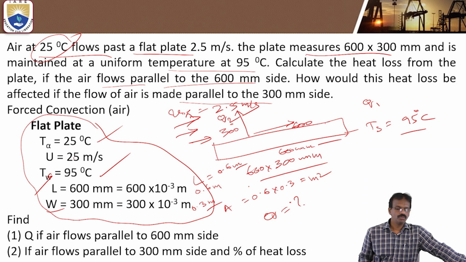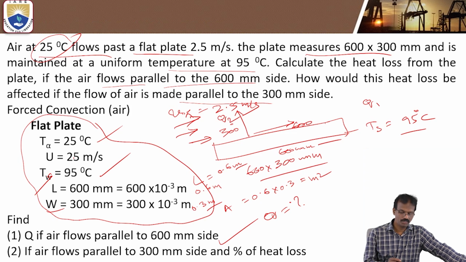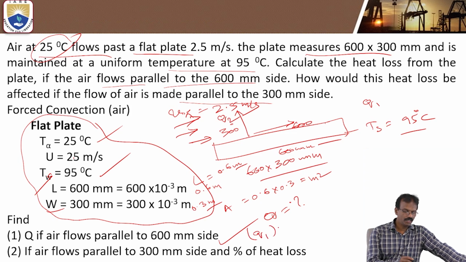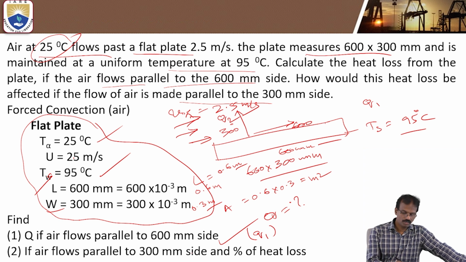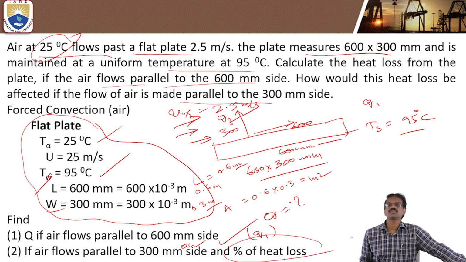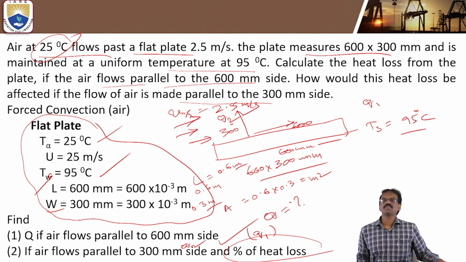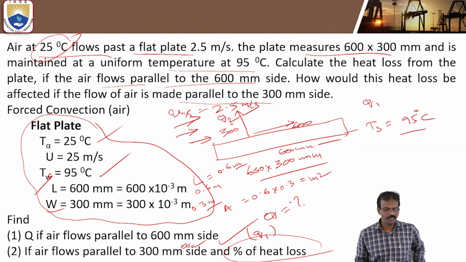First we have to find out Q. If the air flows parallel to 600 mm, you can represent this as Q1, otherwise if the air flows parallel to 300 mm, that is Q2 you have to find out. Then find the percentage of heat loss between these two. So two conditions: heat loss with respect to the 600 mm side, heat loss with respect to the 300 mm side.